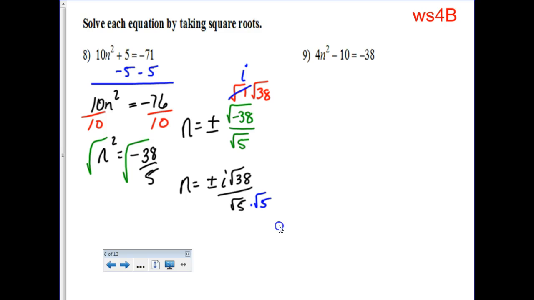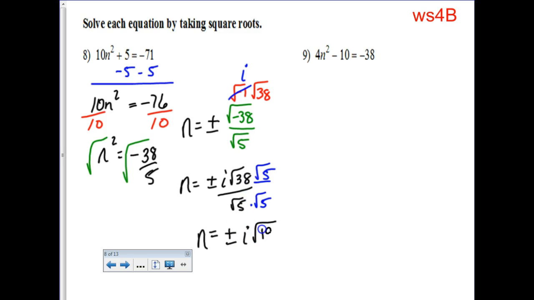However, you got to keep your fraction balanced. So if you did that to the denominator, remember you also have to do this to the numerator. So the actual solutions are n equals plus and minus, I'm going to keep the i out in front, but square root of 38 times square root of 5. Smush those together for me. 190. Oh, good. Go me.